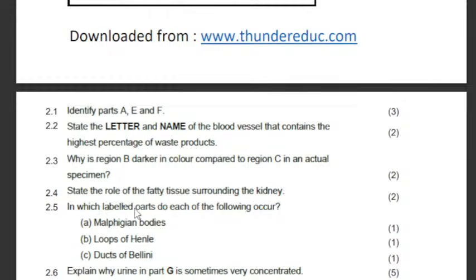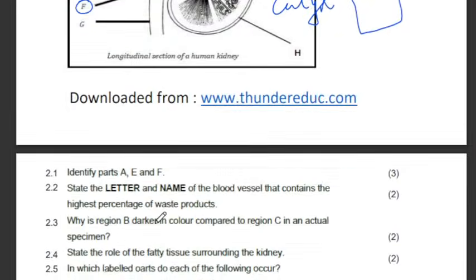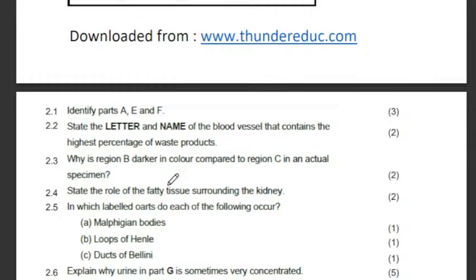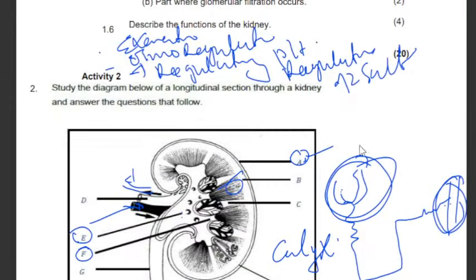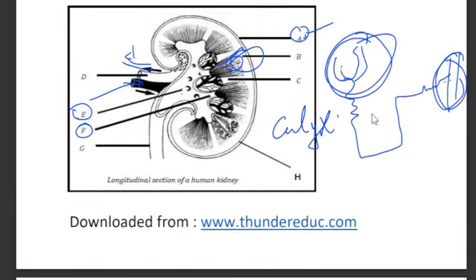In which labeled parts does each of the following occur? So based on this, where do we find number 1, Malpighian body? So we're going to find the Malpighian body in B. So we're going to find it there. And then what's the next one? Loop of Henle. Loop of Henle, don't forget, is this part.